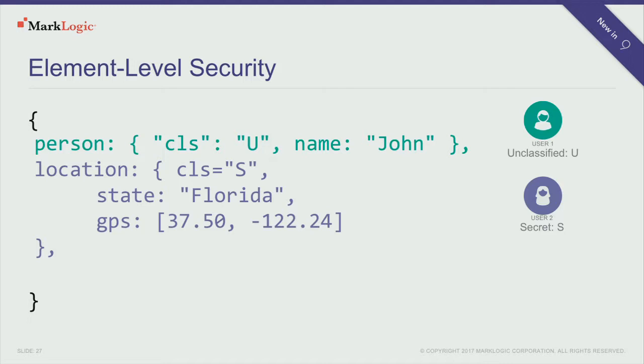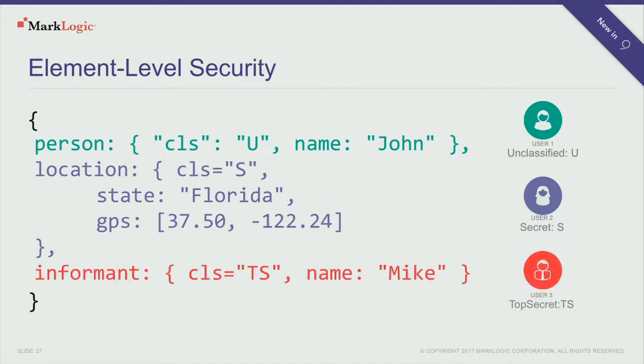So I can say anything where that's not even JSON. So anywhere I see the CLS equals S, I can now assign that part of the document to this role. And finally, we've got our methods and informants. So we only want those to be at the top secret level. So again, the idea is to get a more granular view of security. So use that same built-in role-based access control, but have it at the sub-document level.